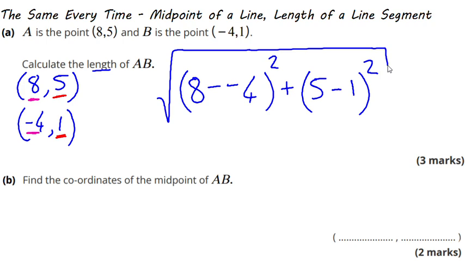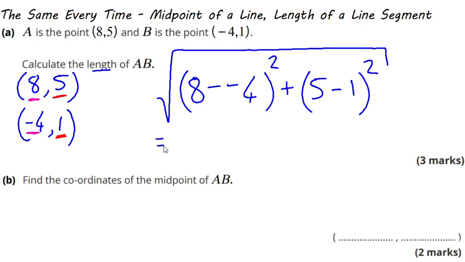We don't need to worry about that. We just need to know the formula for doing this, the method for doing this. X coordinate minus x coordinate in brackets squared, y coordinate minus y coordinate in brackets squared, add them and square root the whole thing.